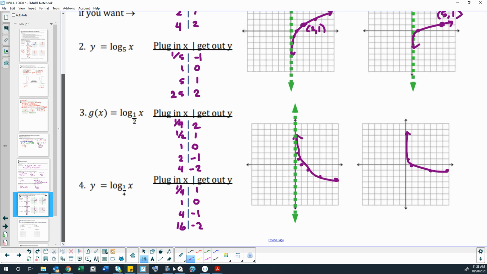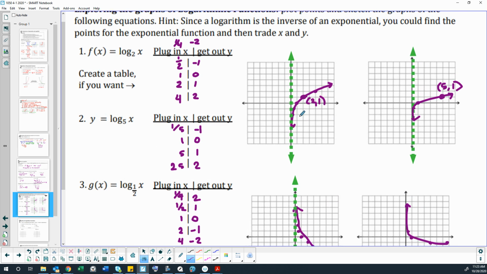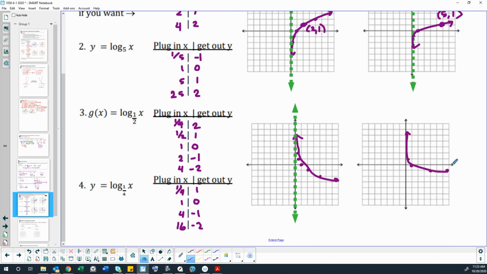It's not stretched as much because our base is, in this case, smaller, but it's the reciprocal of a number that's bigger. So when we saw these earlier, we saw that base 5 compared to base 2 is much flatter than base 2. So it's kind of the same idea here, base 1/2 versus base 1/4.